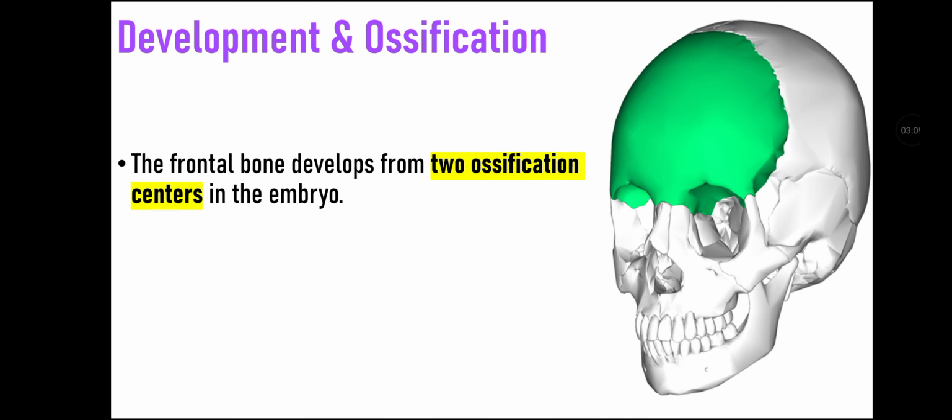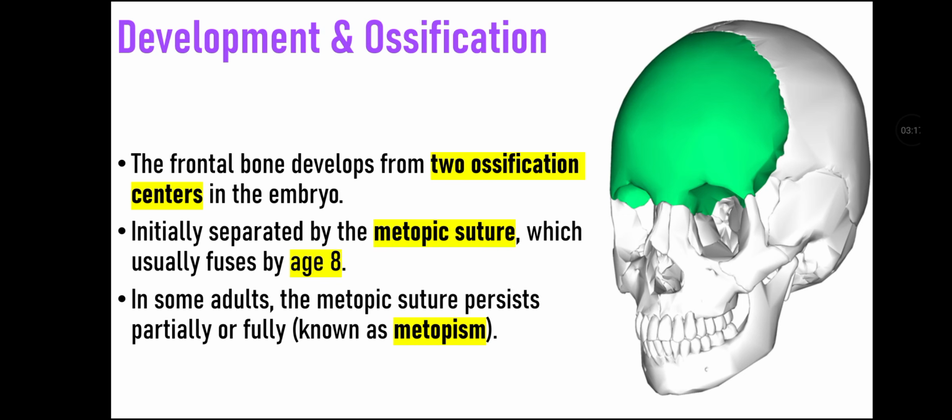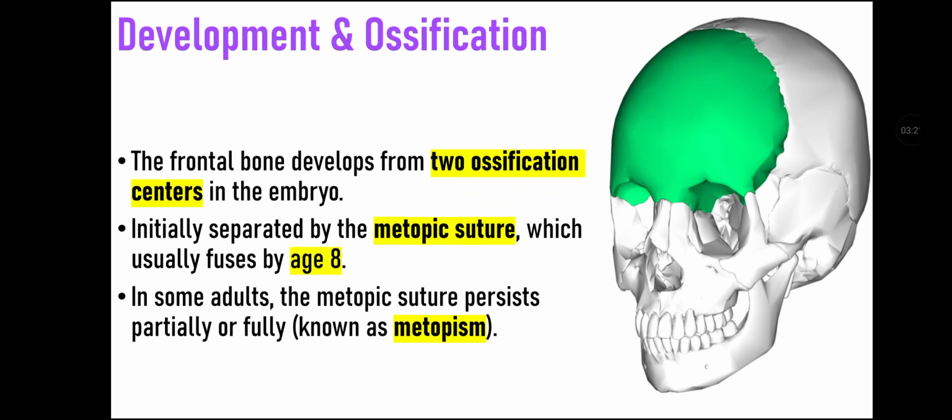Now let's talk about development and ossification. Frontal bone develops from two ossification centers in the embryo, initially separated by metopic suture which usually fuses by age 8. In some adults, the metopic suture persists, partially or fully, known as metopism.